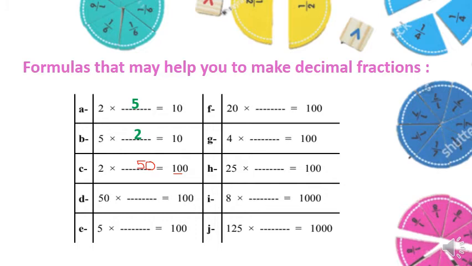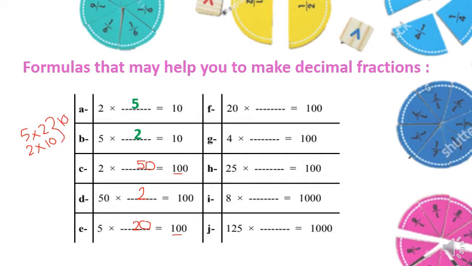Similarly, 50 times what give me 100? It's 2. 5, its friend is 2. 5 times 2 give me 10. I have 1 extra 0, so I put here an extra 0. So we notice that whenever you see 5, you multiply it by 2. Whenever you see 2, you multiply it by 5, because both give you the answer, which is 10. Okay, so 2 and 5 are friends. They give you 10. Okay.